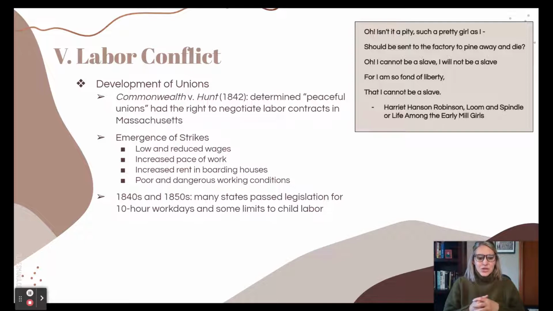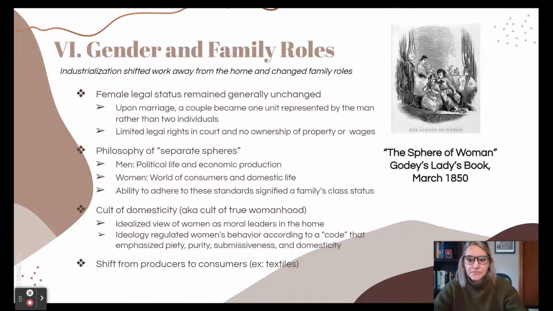So, as I mentioned earlier, kind of that connection, that comparison between wage labor in the North and enslavement in the South. All right, last major concept here is going to be gender and family roles. And so we see the shift away from the home. Work in the home begins to shift. And so while the female legal status does primarily remain unchanged, we see some increased rhetoric around ideologies about the proper role for women.